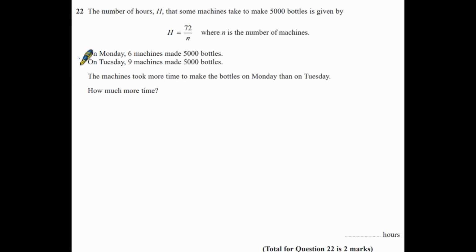So, on Monday, 6 machines made 5,000 bottles. So that would be, the time in hours would be 72 divided by the number of machines, which is 6. So it's 72 divided by 6. Well, 72 divided by 6 is 12. So on Monday it took 12 hours.